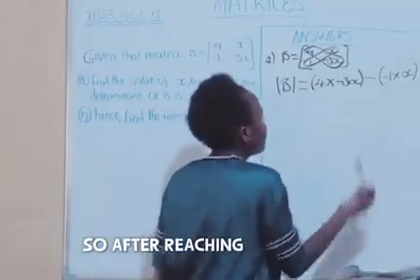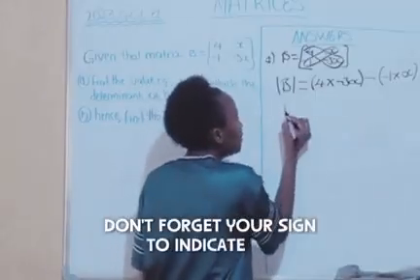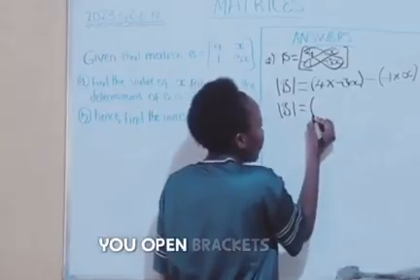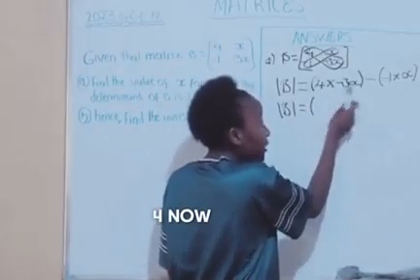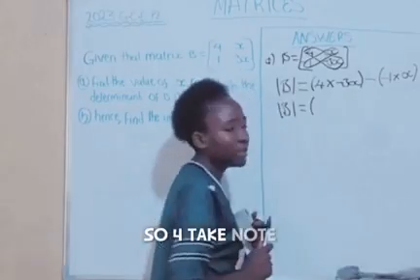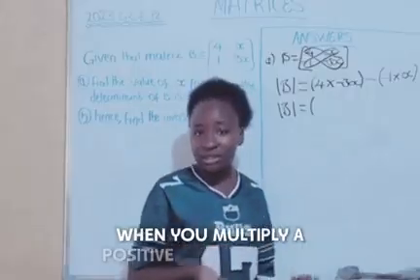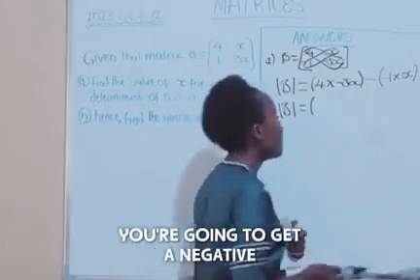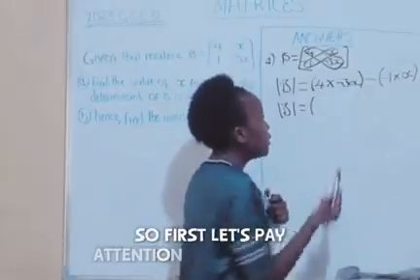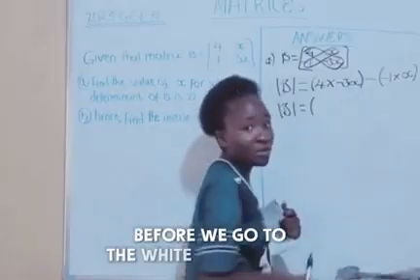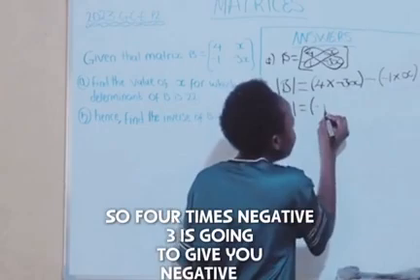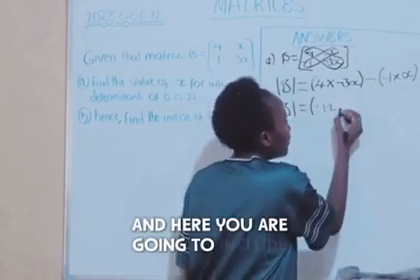Okay, so after reaching this point, do not forget your sign to indicate you're finding the what? The determinant is equal to, you open brackets, 4, now in the bracket you're having this, 4 times -3x. So 4, take note it is a positive. When you multiply a positive with a negative, you are going to get a negative. Henceforth, the answer we'll get here will be a negative. So first, let's pay attention to the coefficient before we go to the variable. So 4 times -3 is going to give you -12. And here you are going to include the x.